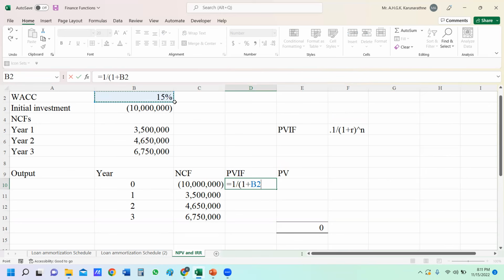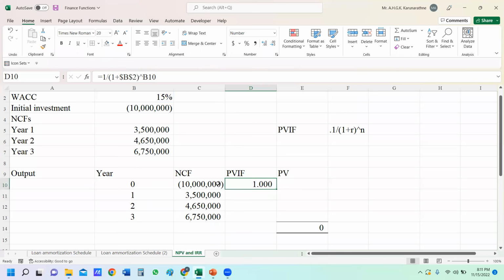Right? And we are going to copy it. So I prefer to make it fixing absolute. And to the power n. N කියලා කියන්නේ my period එක. So just refer to this to the power.